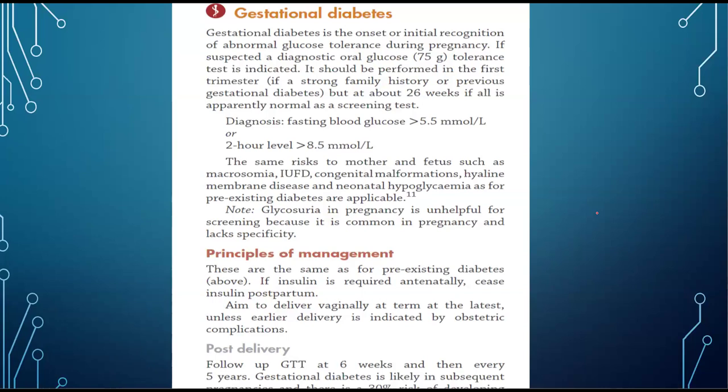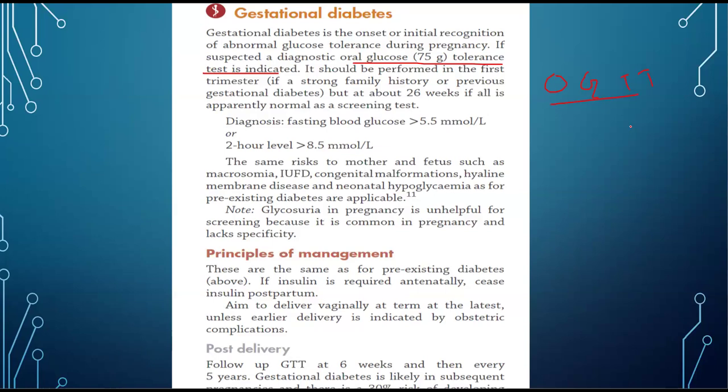So if you suspect it, like maybe you have done a random blood sugar and it's very high, you would suspect that could be diabetes. If you suspect the patient has diabetes, the only way to confirm it is to do a diagnostic OGTT, which is the oral glucose tolerance test.